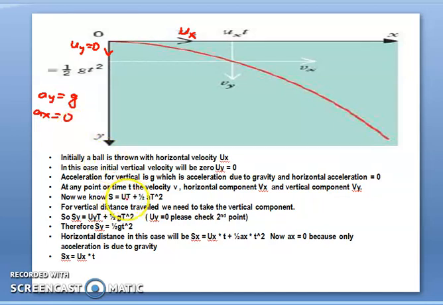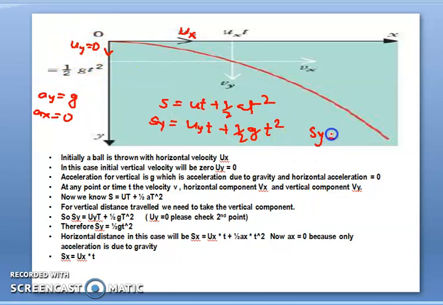Now we know s is equal to ut plus half at square. This is the formula. If I take the vertical component sy, then we write uy t plus half, and in this case the acceleration is g, t square. Now uy is 0, so sy is equal to half g t square. This is the vertical distance traveled by the ball when it is thrown with horizontal velocity ux.